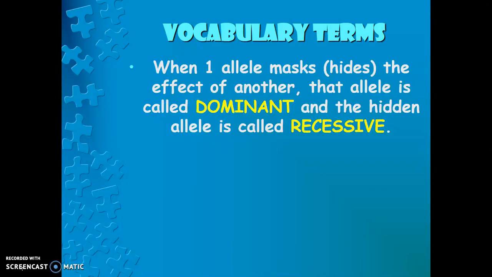So let's look at some examples of how dominant and recessive can work. Remember, dominant is the strong one that covers up and hides the recessive, and you always look like the dominant if you have one single dominant gene or allele, and recessive is the one that is hidden or weaker.